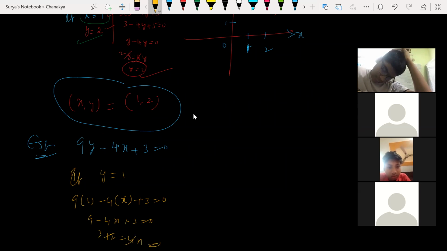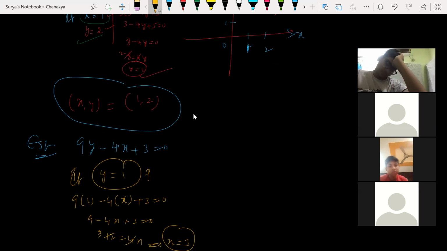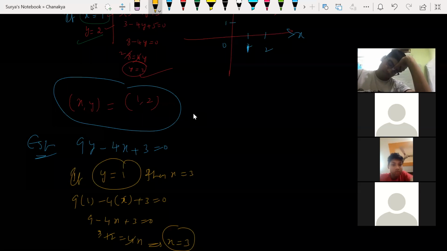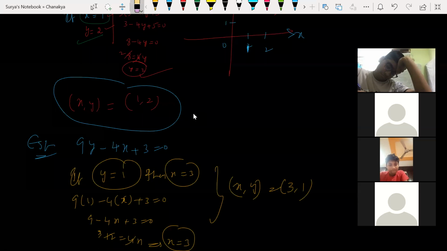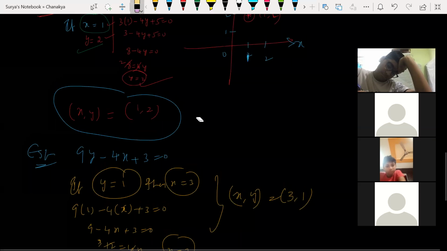4 ones 4, 4 threes 12. So x is equal to what I got? x is equal to 3. So if y is equal to 1, then x is 3. So what is the coordinate I got from this? x comma y is equal to 3 comma 1. Isn't it, guys? Yes or no? Yes, sir.